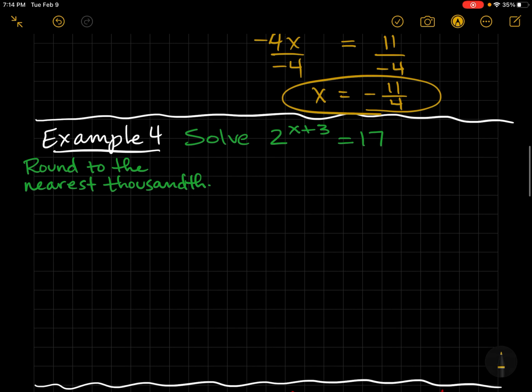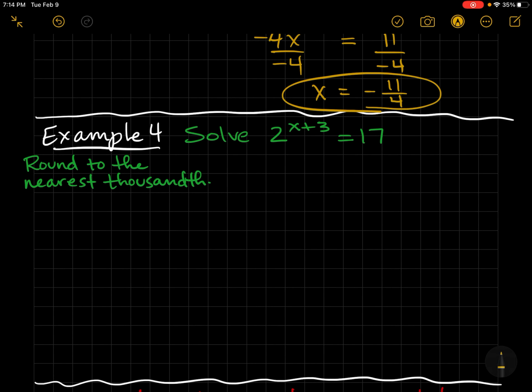Alrighty. So now we want to make both bases the same. We can't. And the first thing we see here is that we cannot make both of the bases 2. So what we're going to do is grab our calculator. And here's a hint that you needed a calculator because it said round to the nearest hundredth.